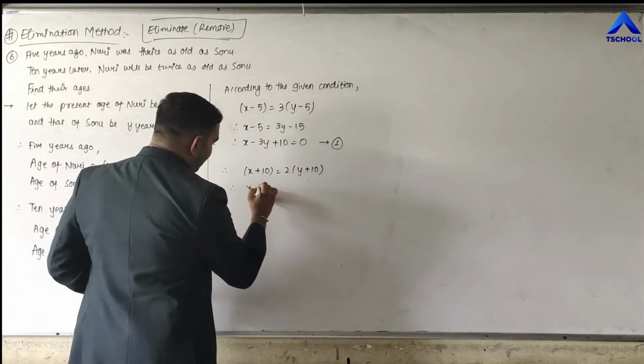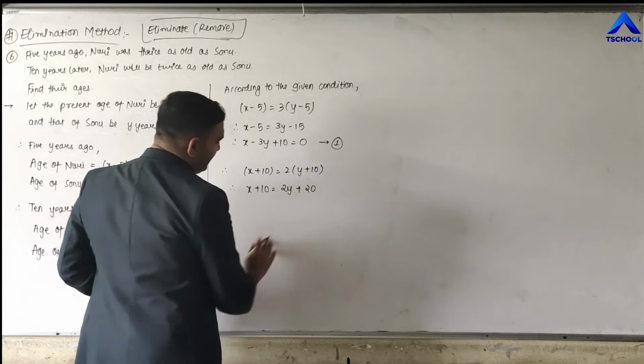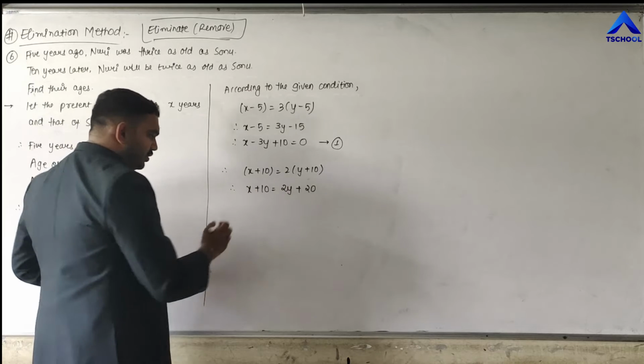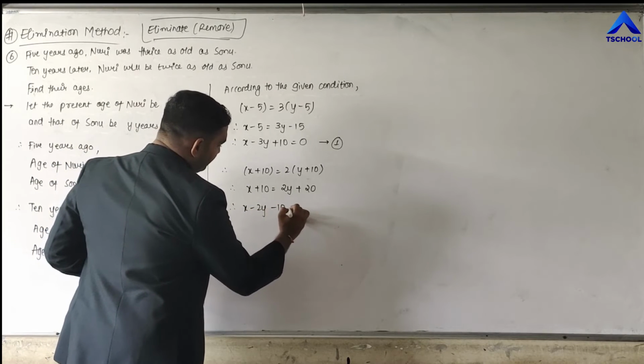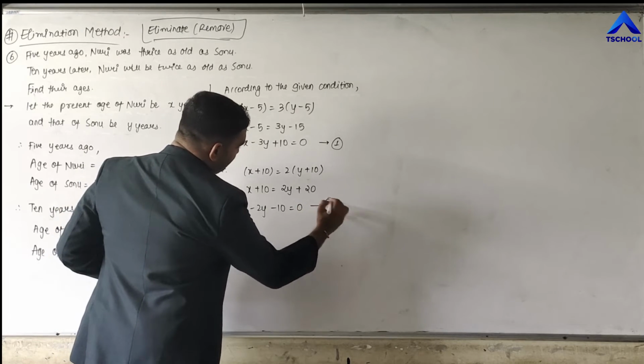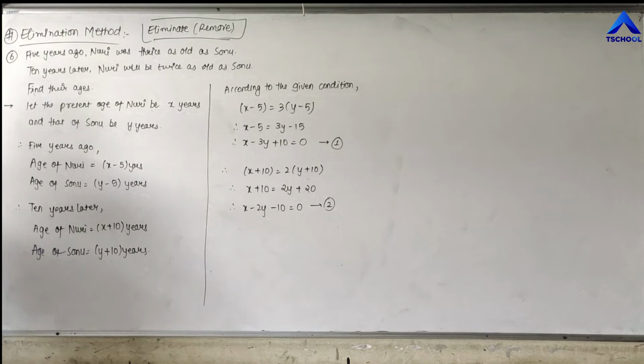Therefore x plus 10 is equal to 2y plus 20. Take both terms to the left side, that will give me x minus 2y minus 10 is equal to 0, and that is my second equation. Is it clear, everyone? Now we have equations 1 and 2.